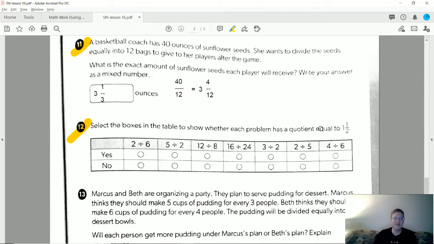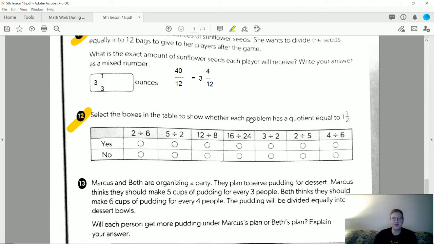Number 12, which I believe was our last problem, select the boxes to show whether the problem has a quotient equal to 1.5. So 2 divided by 6 is not going to be the same thing. 5 divided by 2 would be the same thing. Sorry, that's not correct. That would actually be 2.5, sorry. So forget that I did that. Bad Mr. Parks. 12 divided by 8 would give us 1.5. 16 divided by 24 would not. 3 divided by 2 would give us 3/2, so that one works. 2 divided by 5 doesn't work, and 4 divided by 6 doesn't work.